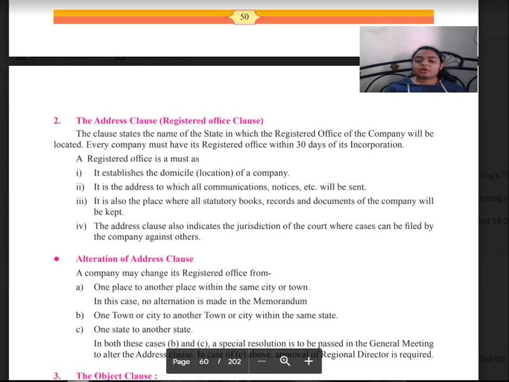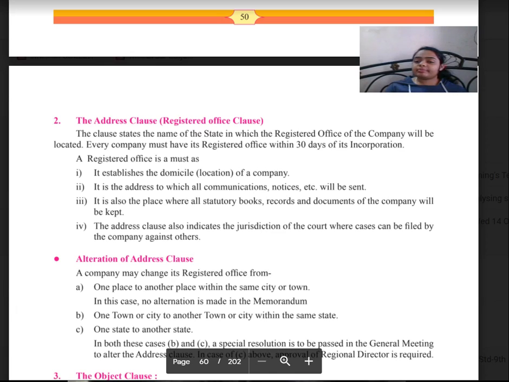it establishes the domicile location of a company. It is the address to which all communications, notices, etc. will be sent. It is also the place where all statutory books, records, and documents of the company will be kept. The address clause also indicates the jurisdiction of the court where cases can be filed by the company against others. So, firstly, the address clause is important because it establishes a proper location of a company. Then, it is also used for sending communications or notices that either the public or the government has to send, or the registered office has to send.